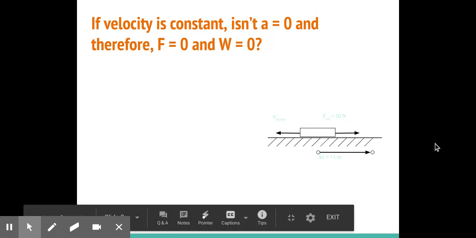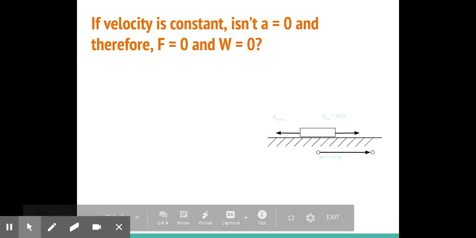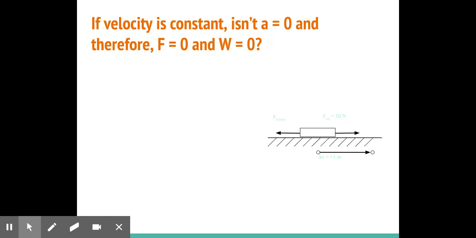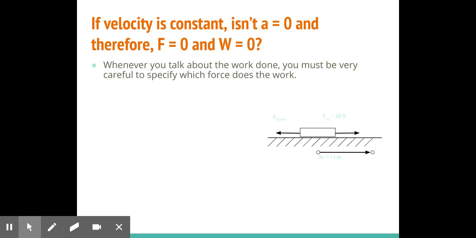So if velocity is constant, isn't acceleration 0? And if that's true, then wouldn't that mean that your force is equal to 0, and also your work is equal to 0? So whenever you talk about the work done, you must be very careful to specify which force does the work. So think of it in this way: if the object is moving at a constant velocity, well, as we saw, work can be done if we're moving at a constant velocity.